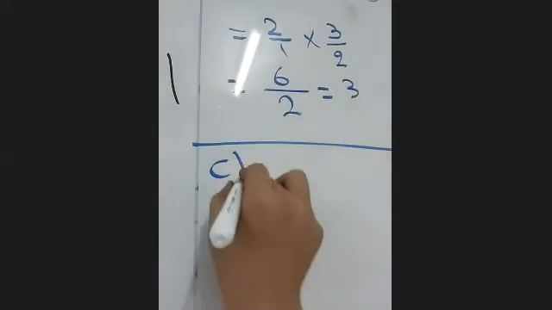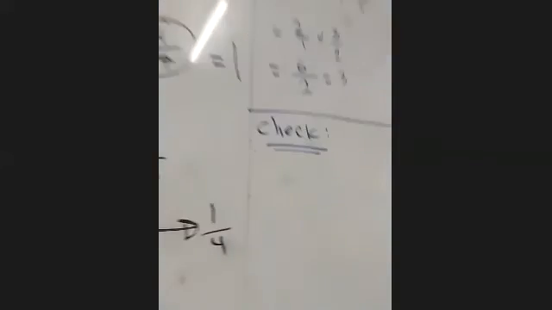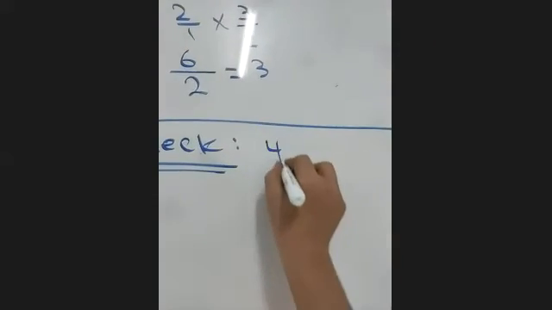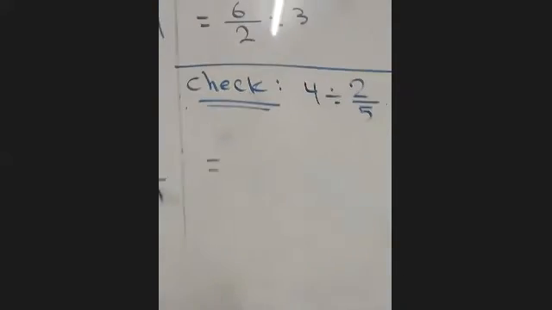Let's do the check. The check under this example is not under, it's on the second page, page 160. 4 divided by 2 over 5. Who can help me with this one?